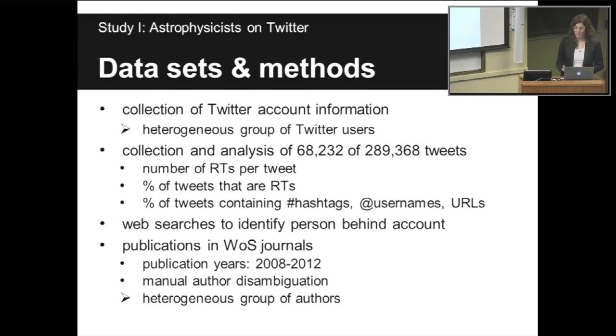Also, the group of authors was very heterogeneous. We had some people that did not publish at all. So they were astrophysicists, but their first or main job was science communicator. And we had a person that published more than 140 times. We had some that were cited very highly and some low. So we had a heterogeneous group of both publishing authors and Twitter users.